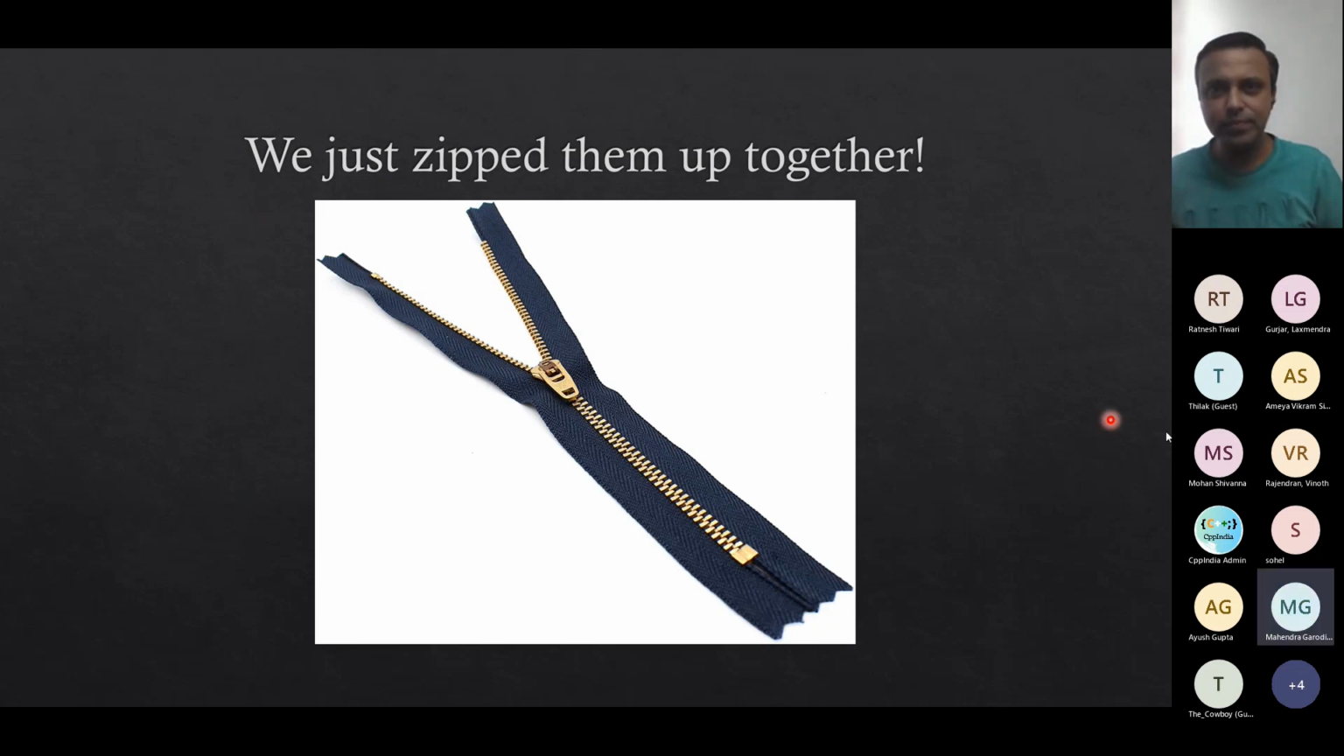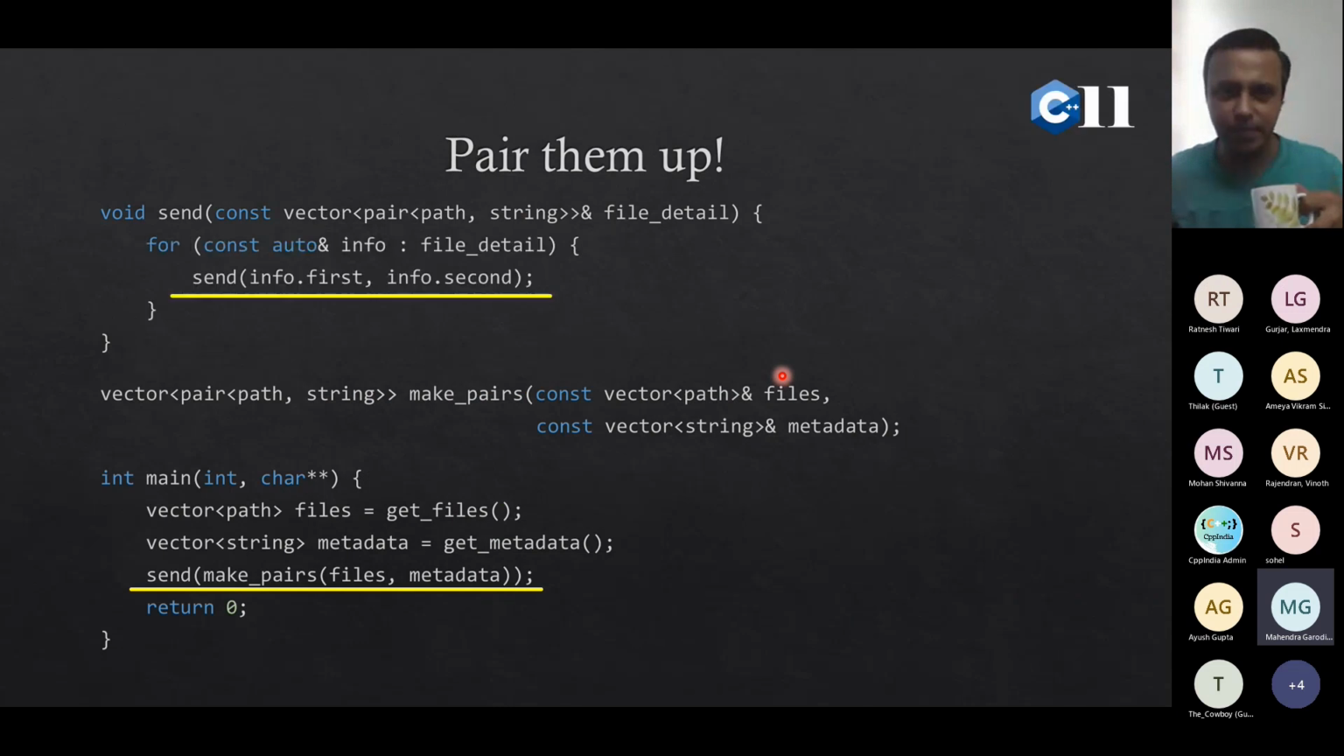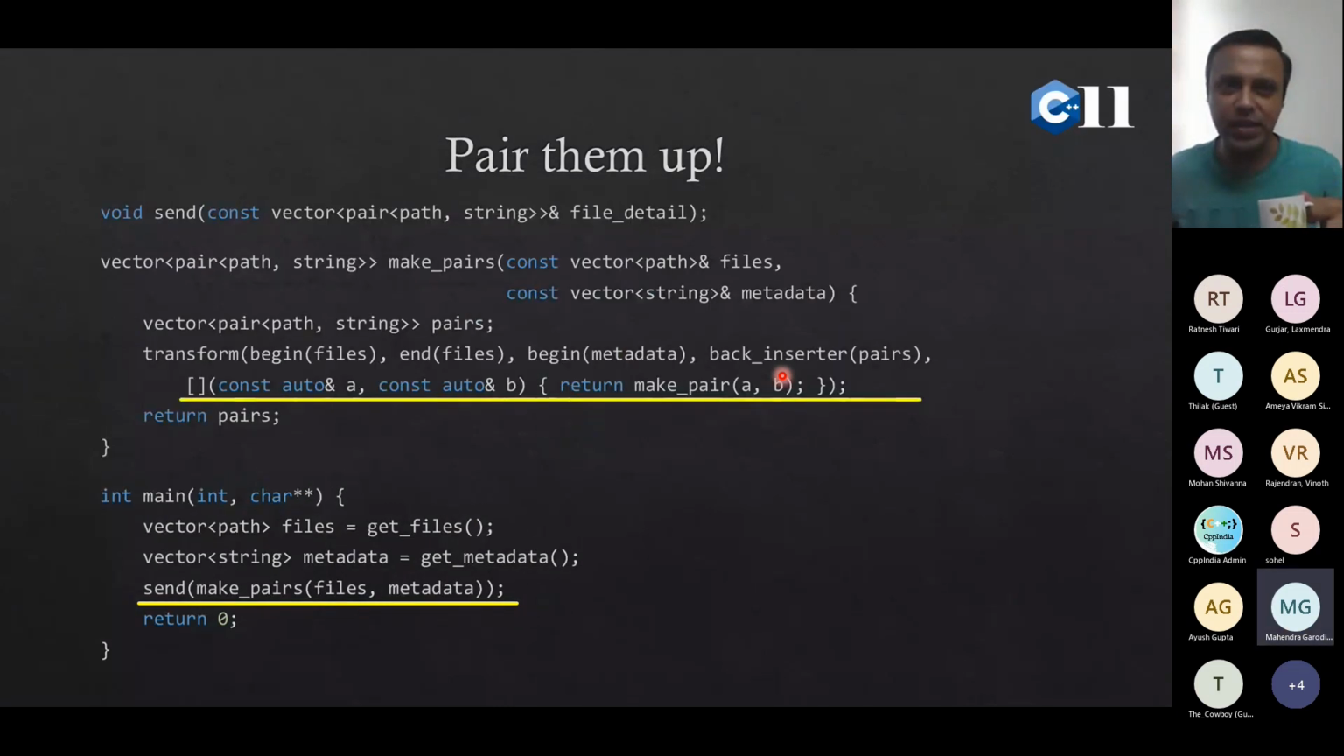I have one question, Ankur, on the implementation of make pairs. We can go back here. Yeah, make pairs. Yes, there we are. So now it's expected that whatever we are passing to this make pairs have the same length, correct? Exactly.